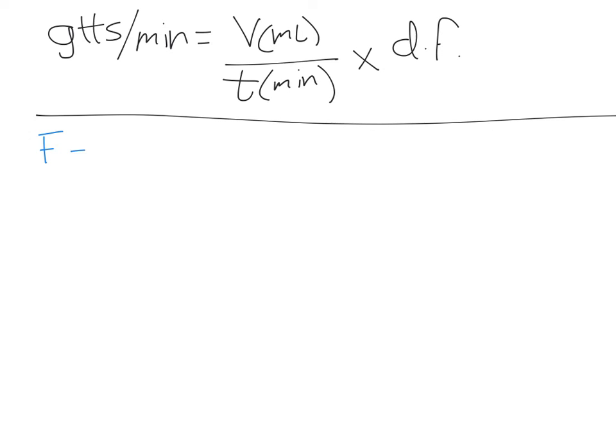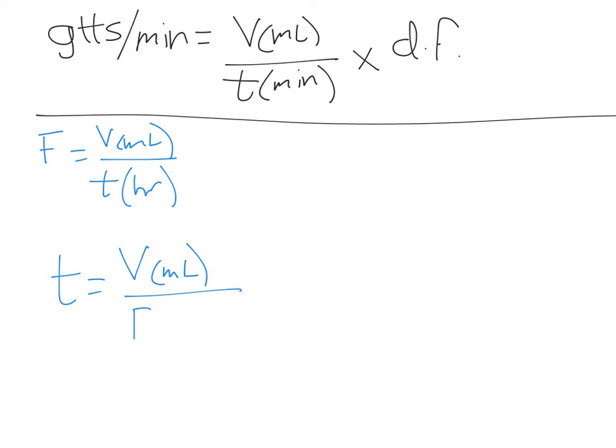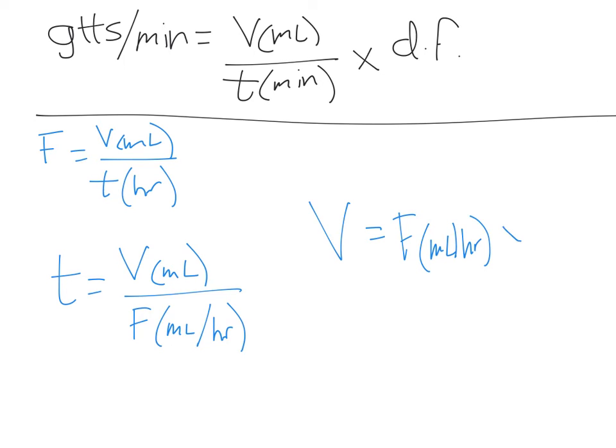Remember, flow rate is volume over time, but it's milliliters divided by hours. If you're calculating the total time, you take your total volume that's given to you and you divide it by the flow rate, which will also be given to you. And then if I need to calculate the total volume, the last one we did, we'll be given a flow rate, which is milliliters per hour. Sorry, that handwriting's so sloppy. And we just need to multiply it by the time as hours.